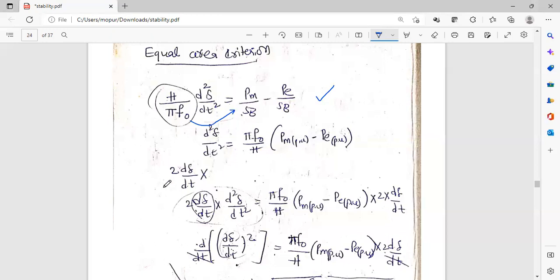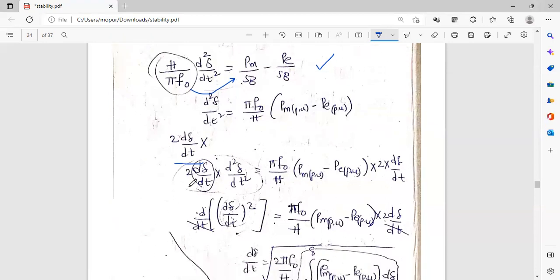Now I am multiplying 2 d del by dt on both sides. So what will I get? 2 d del by dt into d square del by dt square is equal to pi F naught by H into PM per unit minus PE per unit into 2 into d del by dt.